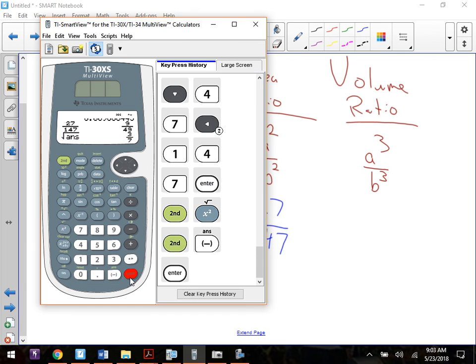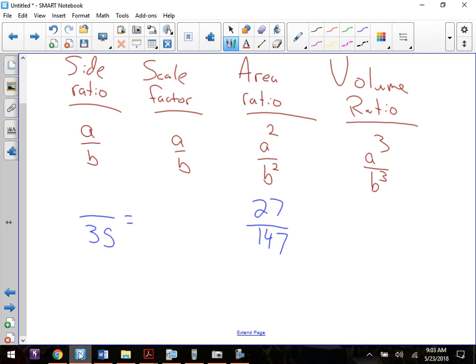So your corresponding side length will be 3/7. 7 times what is 35? What's 5 times 3? There's your answer.